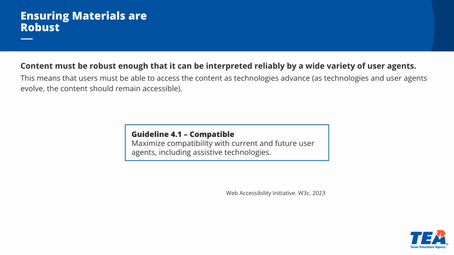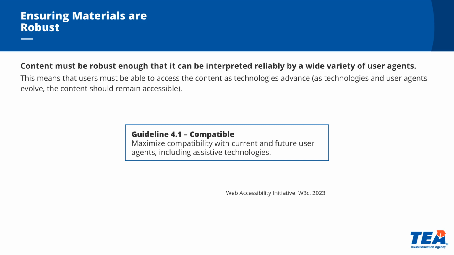And finally, robust. Content must be robust enough that it can be interpreted reliably by a wide variety of users, allowing them to choose the technology they use to interact with websites, online documents, multimedia, and other information formats. Users will access and consume content with multiple technologies. Avoid limiting users to specific technologies. Robust is aligned to WCAG Success Criteria Number 4 and made up of 1 guideline: compatible.